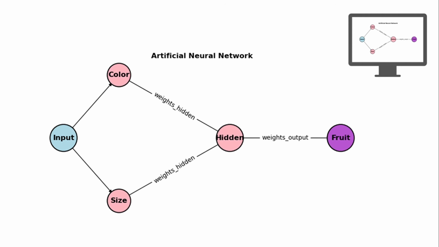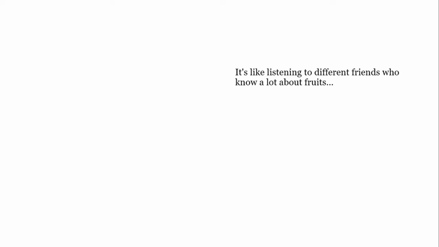Weights are like special knobs that the computer adjusts to pay attention to different things when deciding if a fruit is an apple or an orange. It's like listening to different friends who know a lot about fruits. We trust the friends who are experts in apples and oranges more. The computer does something similar by giving different importance to things like the fruit's color and size. This helps the computer focus on the important things and make better decisions.